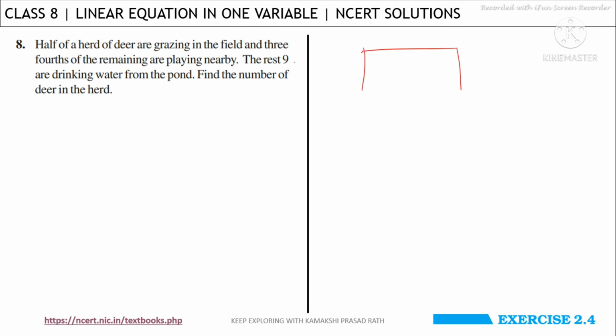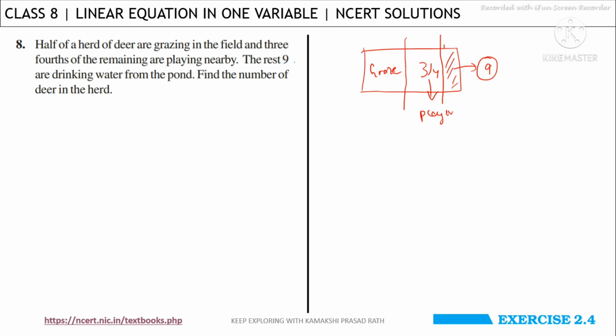So there is a herd of deer here. Half of them are grazing and 3/4 of the remaining. The remaining is this much. It's 3/4. 3/4 have gone for playing and the rest 9. So what is the rest 9? We have to find out now. The rest 9 are drinking water. So whatever is left out, it is 9. So these 9 are drinking water. So we have to find what is the rest.